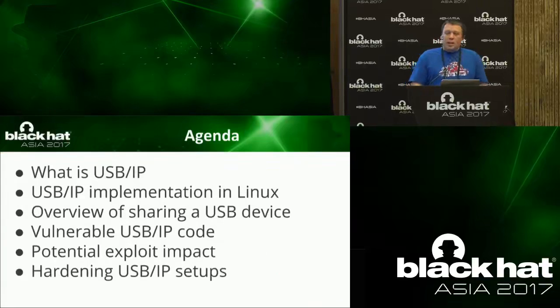So our plan for today is that I will briefly describe what USB over IP is. We will then go over how it's implemented in Linux. Also, I will briefly show you how to export a USB device over an IP network. Then we will jump into the vulnerable USB IP code in the Linux kernel. We will discuss potential exploit impact, and lastly, if you do want to use this technology, I will give you some tips on how to make your USB IP setup secure.